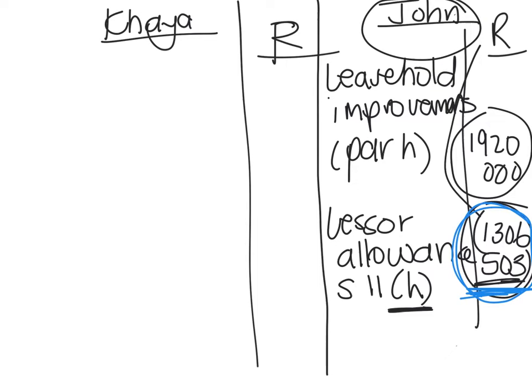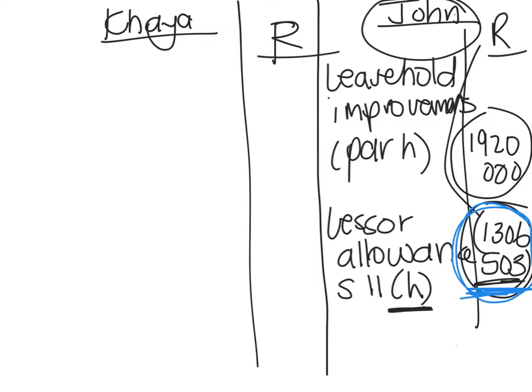Let's move on to Kaya. So Kaya, our lessee, incurred leasehold improvements. He paid to put up a building of 1.92 million rand according to the lease agreement, but he spent a bit more. He spent 2.4 million out of his own accord. So we need to figure out that 2.4 million rand, how much of it is he allowed to deduct in the calculation of his taxable income.